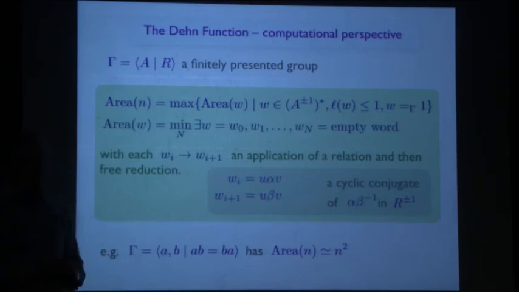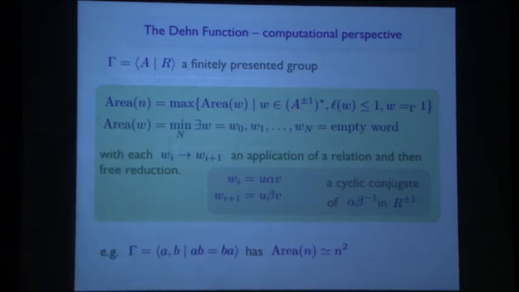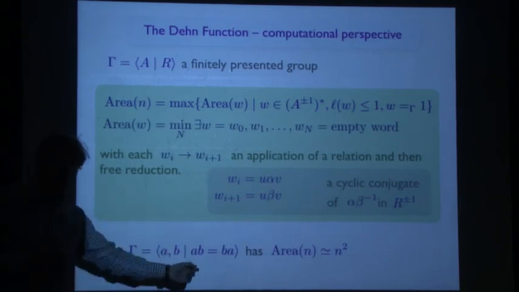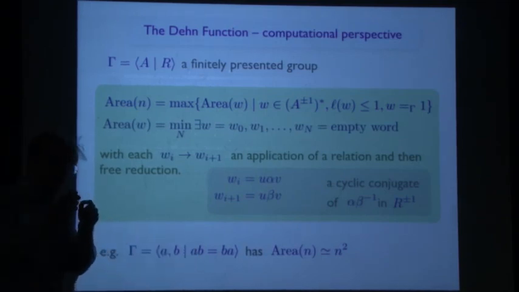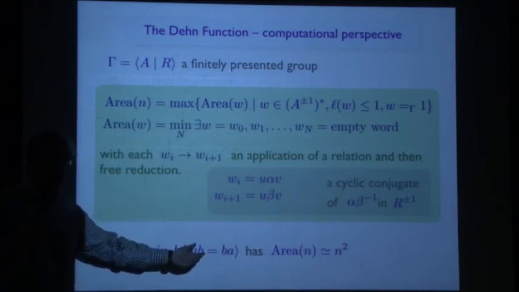So the word would be A to the N, B to the N, A to the N inverse, then B to the N inverse. That would be the worst word. So the upper bound is, every A has to be shuffled past at most n B's or B inverses to bring all the A's and A inverses together to cancel them away, right? So that's n times n. That's the n squared upper bound.